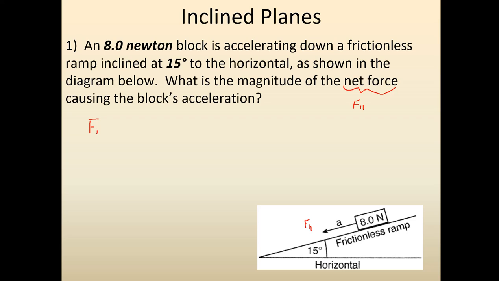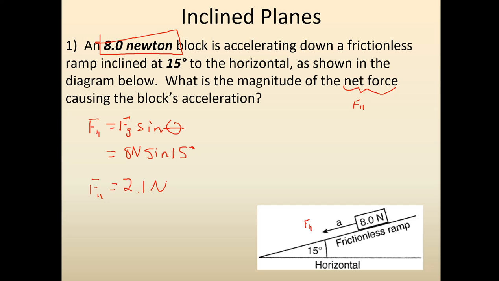So F parallel is Fg sine theta. The force that slides is the force that sines, sine and slide. They tell us that the weight is 8 newtons. Because this is already in newtons, I just leave it like that. And we know that the angle is 15 degrees. So 8 times sine of 15 gives me 2.1 newtons. All right. And that's pretty much it.